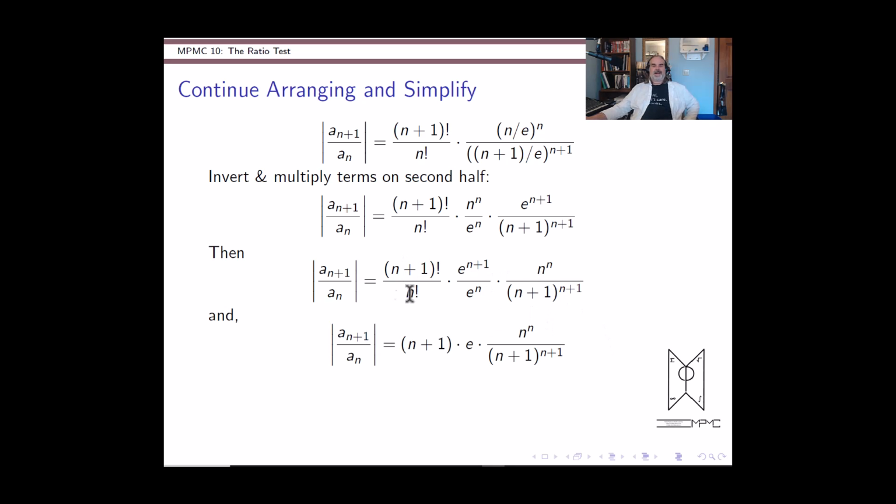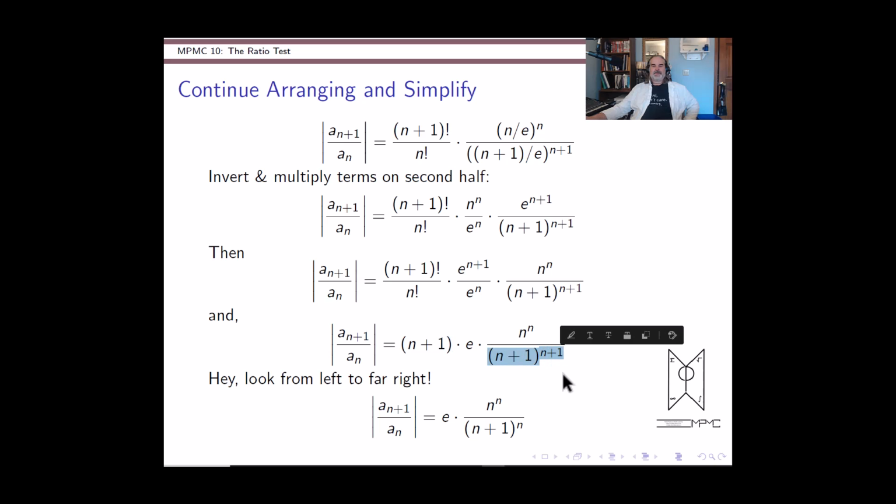All right, simplifying. The ratio of factorials just becomes n plus 1. The ratio of powers of e just becomes e. This thing on the right, what the heck? Okay, we can't do much with it, but look at what happens here at least. There's an n plus 1 from the leftovers of the factorial terms, and that denominator on the other side are powers of n plus 1. So we can just cancel one instance of n plus 1.